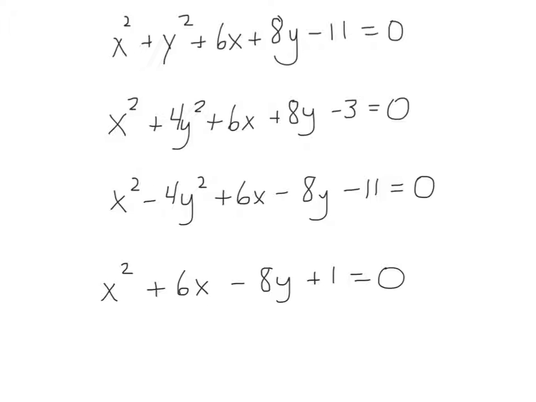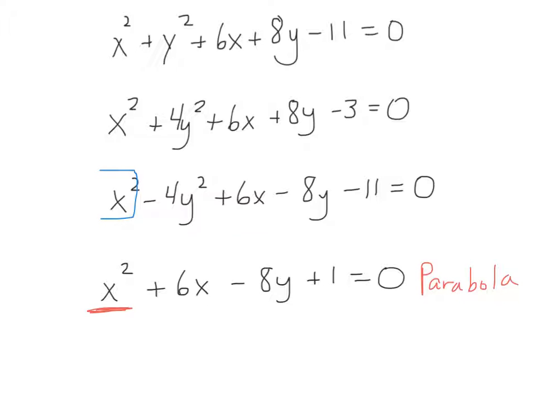This bottom one, do you see how I have an x squared, but no other squared term? Because only one of them is squared, that tells me it's a parabola. Okay. Next one. Again, I'm going to look at the squared terms.